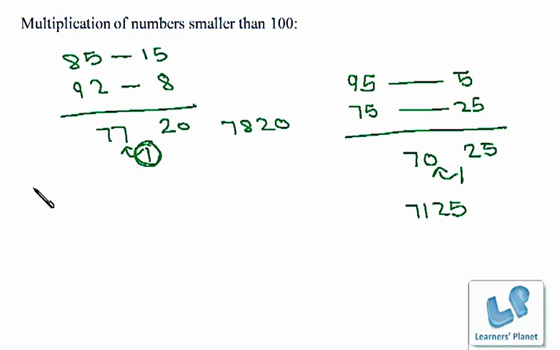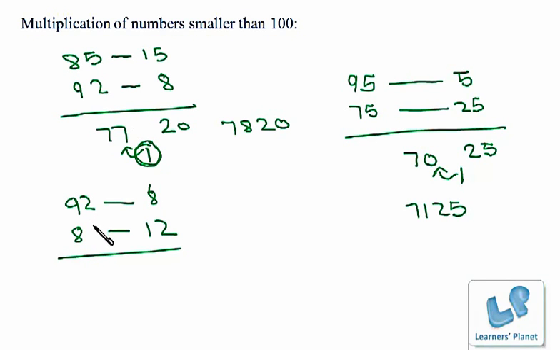Now friends, let us try to multiply 92 with 88. So this is minus 8 and this is minus 12. Sorry friends, we'll multiply 87 and 92. So it's 13 over here. I'm sorry. Now 13 into 8 is 104. So 04 will be written over here. I'll rewrite this. It's 13 over here, 04 over here and 1 has to be carried forward.